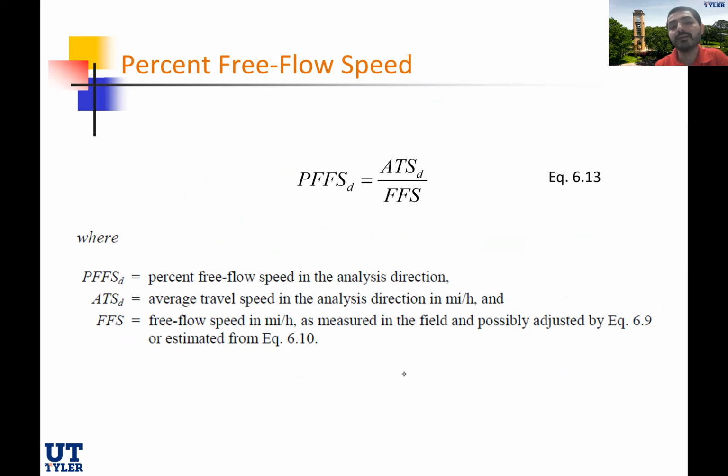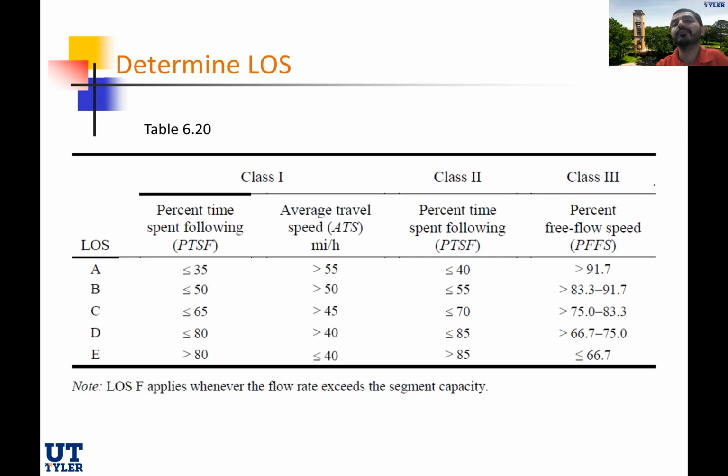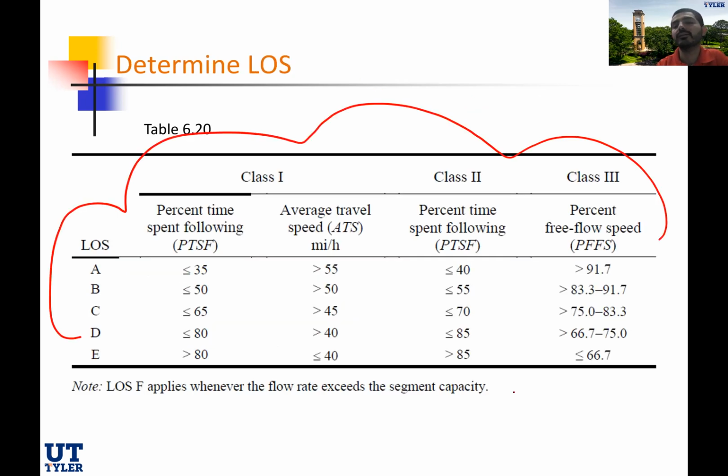This calculation is only for class 3, which is the percent of the free flow speed, which is basically the ATS over FFS. Once you do that, now you need to be familiar with this table right here.